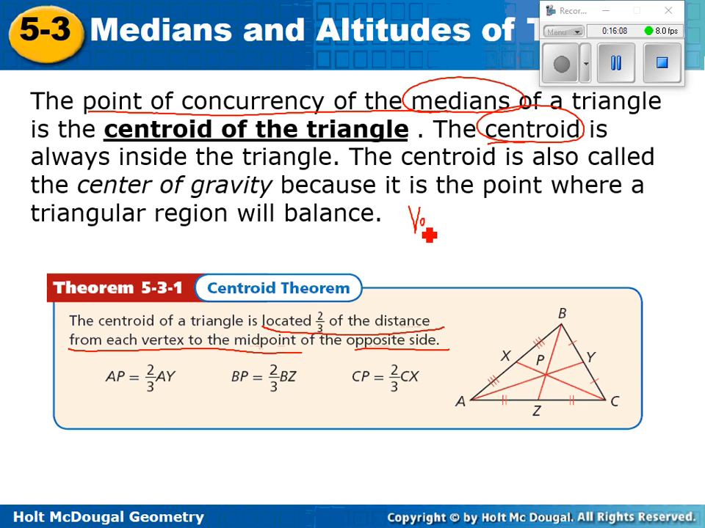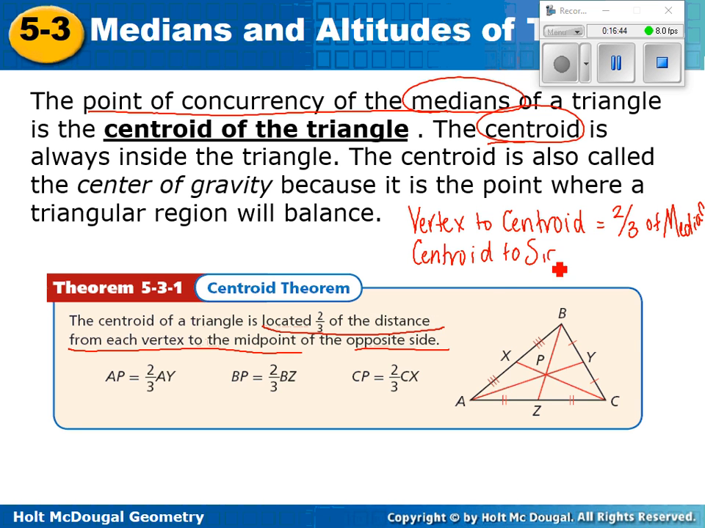If I go from the vertex to the centroid, that's equal to 2/3 of the median. Vertex to centroid is 2/3 of the median. So if the median was 15 units long, what is 2/3 of 15? 10. So the distance from the vertex to the centroid would be 10. Okay? If you go from the centroid to the side of the triangle, it will equal 1/3 of the median.